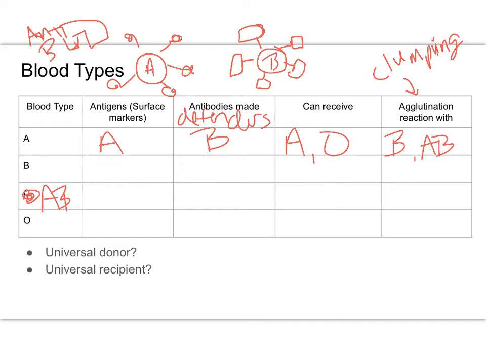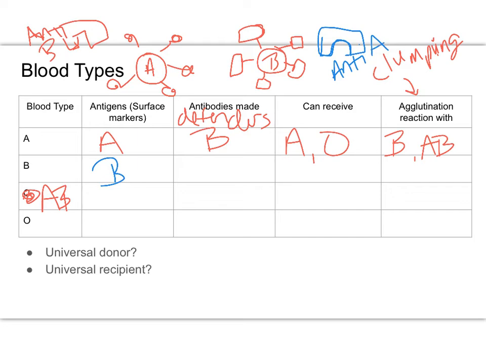Okay, and so if I have type B blood, I'm going to have B surface markers. I'm going to have those squares. And I'm going to make antibodies that are shaped like circles. So I won't attack myself, right? Because they don't bind to squares. So I can't attack myself.